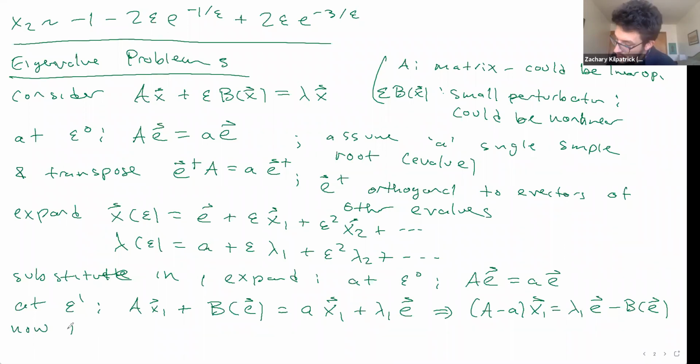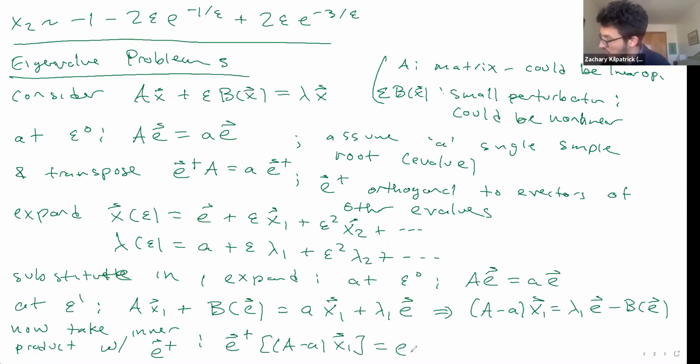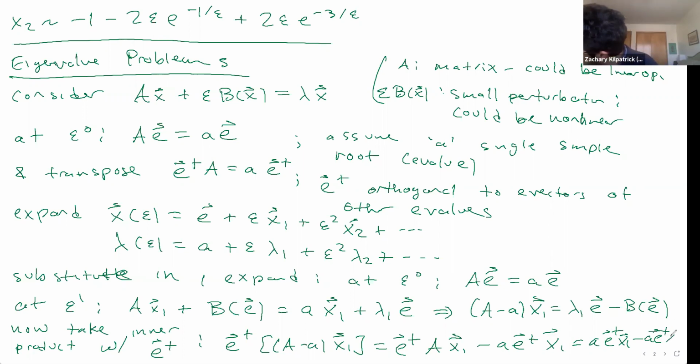So now, in order to specify these things, we're going to take an inner product with our left eigenvector, E dagger. And what do we get? We get E dagger (A minus a) x1 is equal to E dagger A x1 minus a E dagger x1 is equal to a E dagger x1 minus a E dagger x1, okay, which all of this is going to cancel out and give us 0, okay?